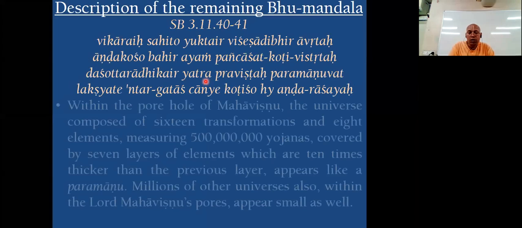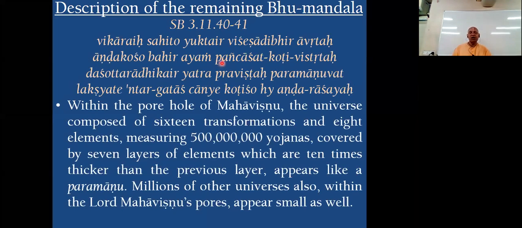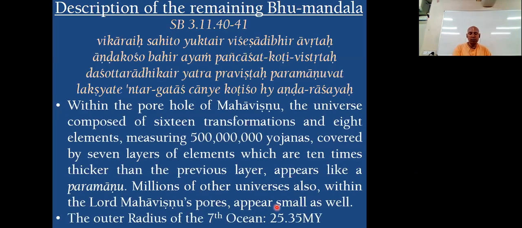So here are 2 slokas from Canto 3, Chapter 11, which talk about how within the 4 holes of Mahavishnu, the universe composed of 16 transformations and 8 elements, measuring 500 million yojanas, covered by 7 layers of elements, each 10 times thicker than the previous layer, appears like a Paramanu. Millions of other universes also within Lord Mahavishnu's force appear small as well.